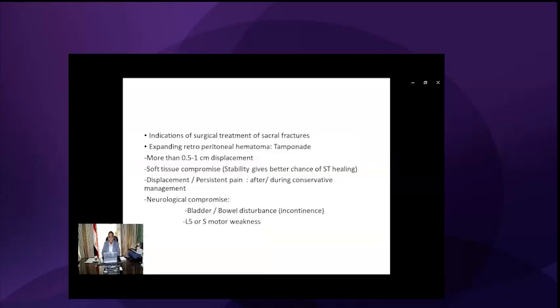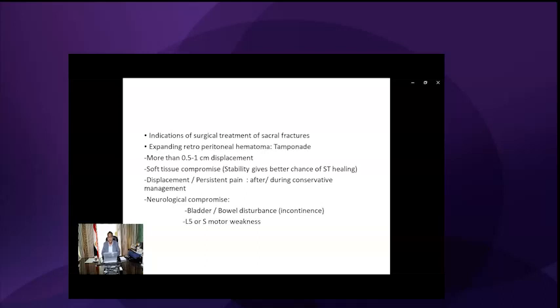The indications of surgical treatment of sacral fractures in general are expanding retroperitoneal hematoma, because fixation of the fractures then causes tamponade of this expanding retroperitoneal hematoma. And this is very important to save the patient's life, to stop the expansion of the hematoma. Another indication is when the displacement is more than 1 centimeter, with the soft tissue compromise that I talked about, because the more stability, the more possibility of soft tissue to heal.